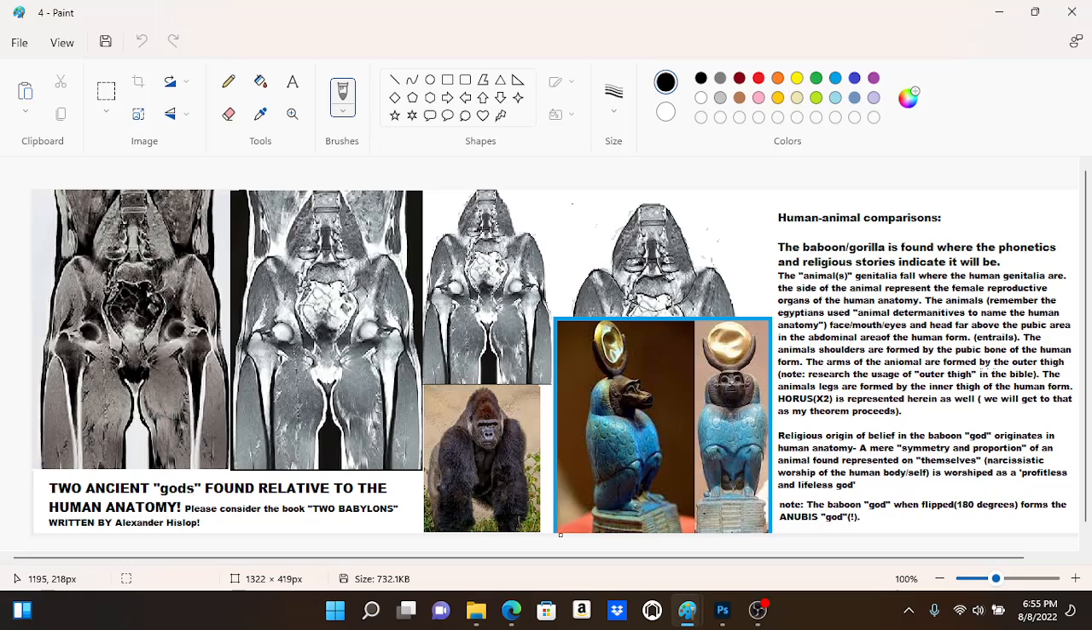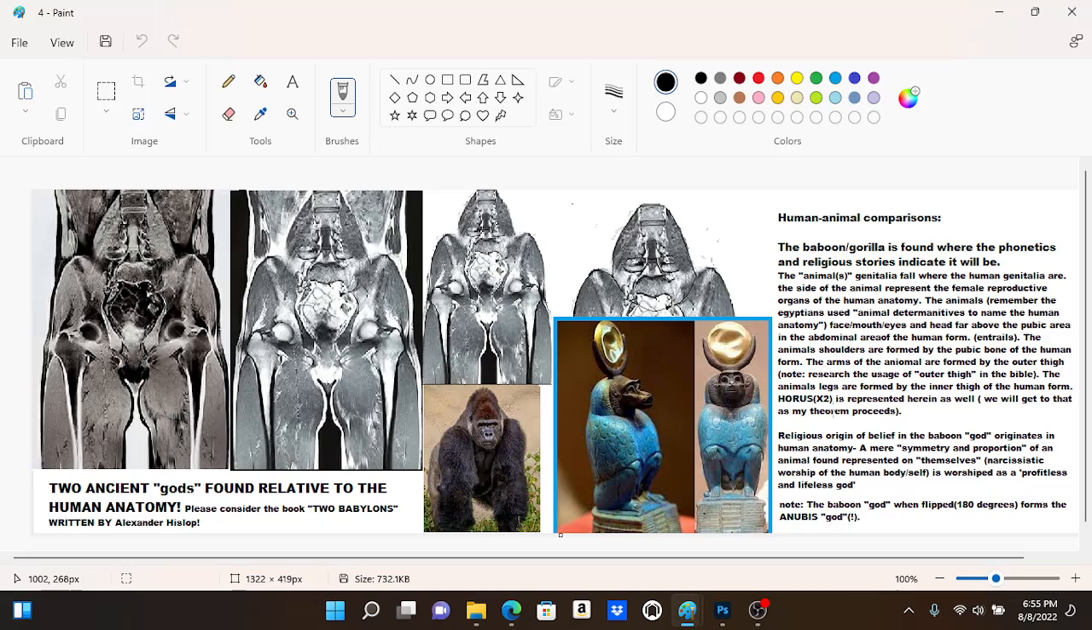It says the animal's legs are formed by the inner thigh of the human form. So the legs, relative to the human anatomy, form both the arms and the legs of the baboon or the gorilla anatomy or symmetry. And of course, I've written here Horus times 2. In other words, Horus the falcon is found on both legs facing opposite directions. We'll see that. Horus appears there, and Horus appears throughout the body. As well, Isis, Osiris, and all the other Egyptian gods are found throughout the body.